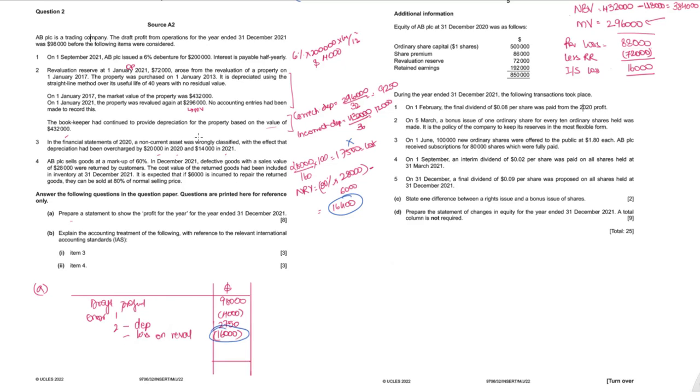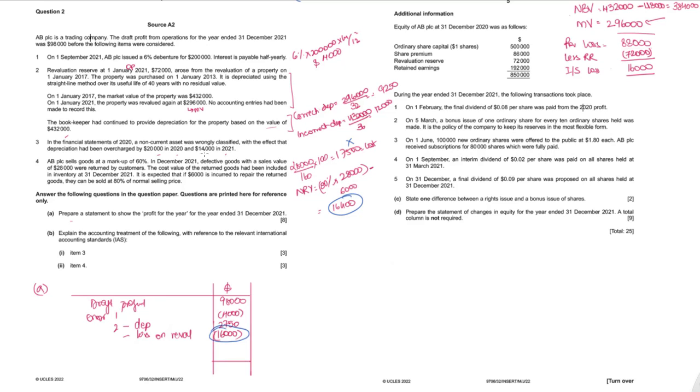Error number 3, a non-current asset was wrongly classified with the effect that depreciation was overcharged by 20,000 in 2020. Now the error of 2020 you cannot record in the income statement of the current year. You'll have to directly make the adjustments to the opening balance of retained earnings, because that's what is mentioned in the International Accounting Standard: if any error is committed in the previous years, you will have to make the adjustments retrospectively, and all the current year's figures are restated considering that the error was not made. So this 20,000, you cannot record it as a correction or as a transaction in the current year. You'll have to restate your opening balances to that extent.